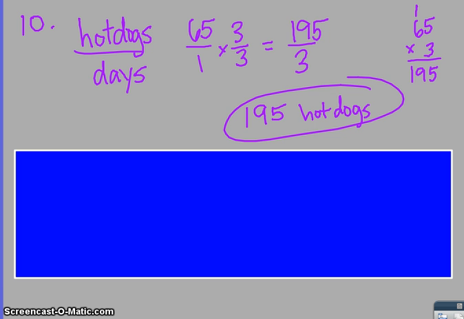So we're going to put 3 over here in our new ratio, and you're going to multiply by 3 on the bottom and multiply by 3 on the top. There's my work. So in 3 days, it would be predicted to sell 195 hot dogs.